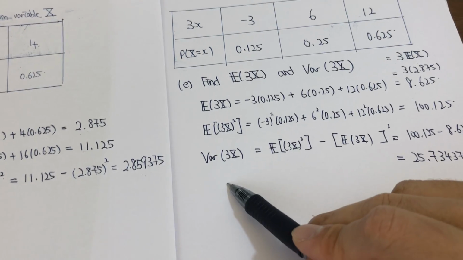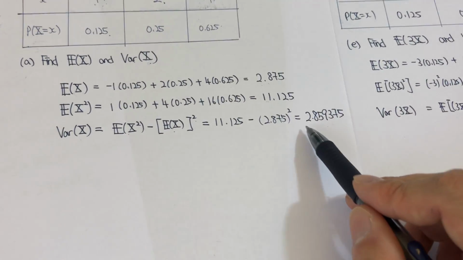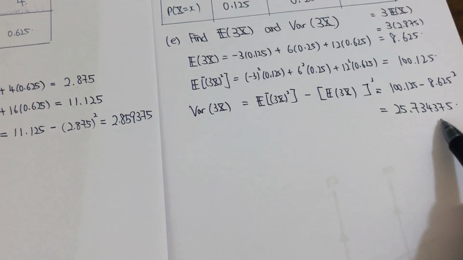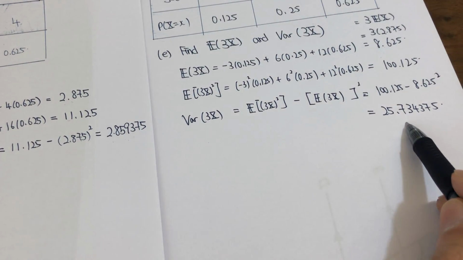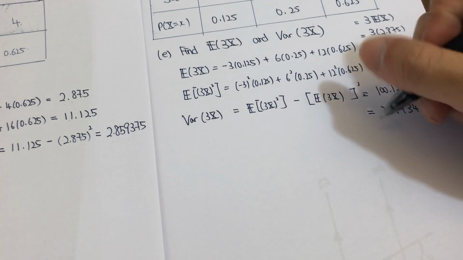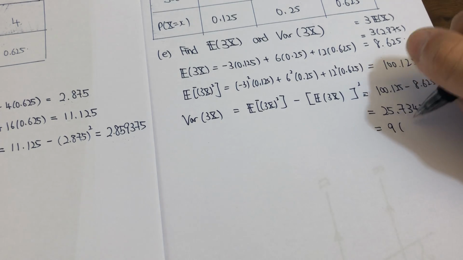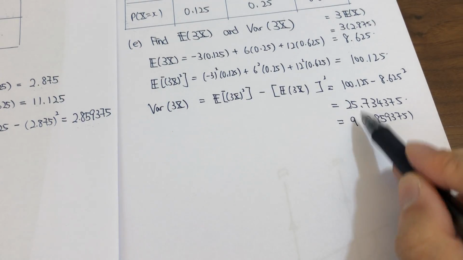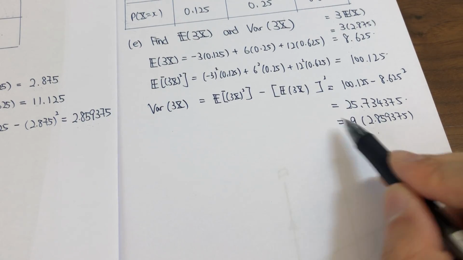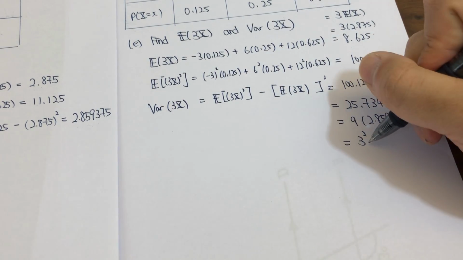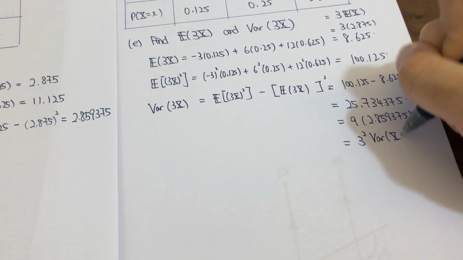And then what about the variance? The variance of x is 2.8 something, and the variance of 3x is 25.7 something. So is there any special relationship here? If you do the division, you will find that it is equal to 9 times 2.859375. They're equal. And 9 can be written as 3 squared. It is equal to 3 squared times the variance of x.